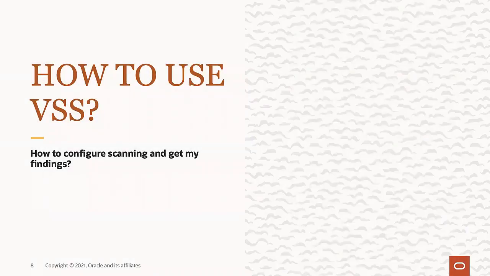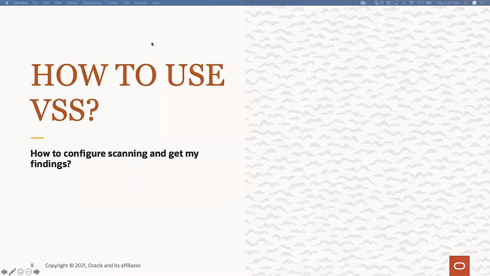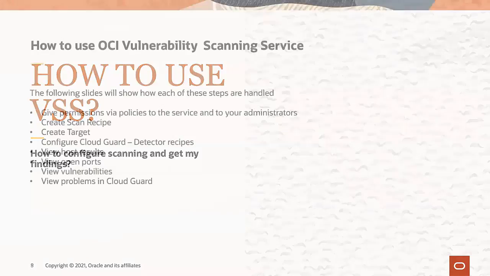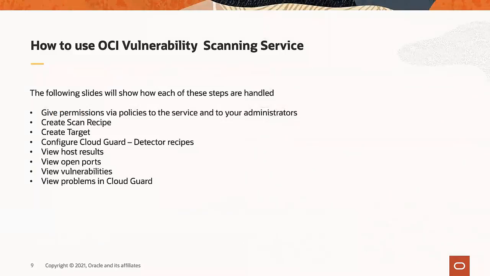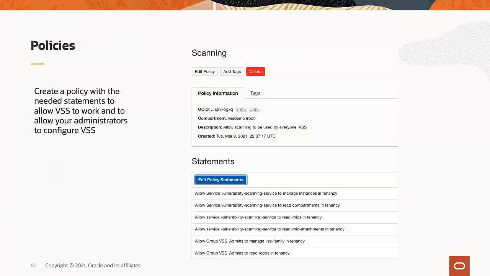All right. And another poll. So I talked about giving permissions, creating a scan recipe, creating a target. You can go configure Cloud Guard detector recipes so that the problems come out at the right level. I showed you how to view the host results, the open ports, and of course vulnerabilities, and we saw the problems in Cloud Guard. I'm going to skim over these slides very quickly since I already took you through that. This was the policy piece.